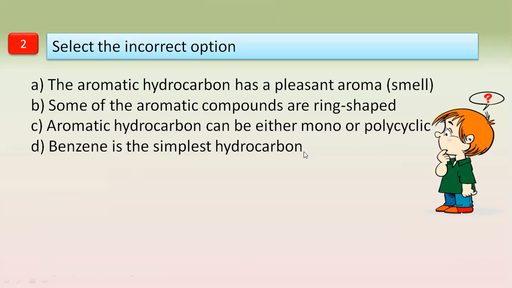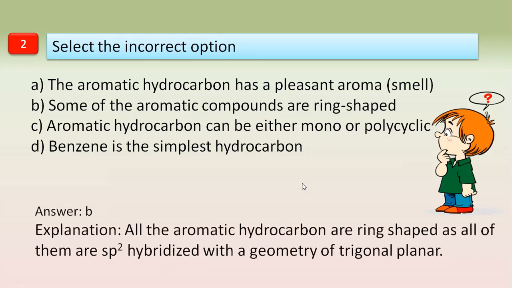They are in both forms, monocyclic or polycyclic. Aromatic hydrocarbons have a pleasant odor smell. Yes, they have a pleasant odor. So the incorrect option is: some of the aromatic compounds are ring shaped. Actually, all these aromatic compounds are ring shaped, and they are sp2 hybridized with trigonal planar geometry.